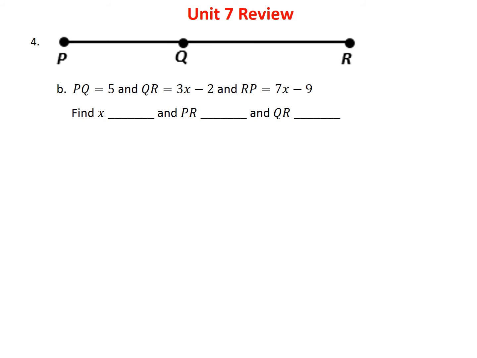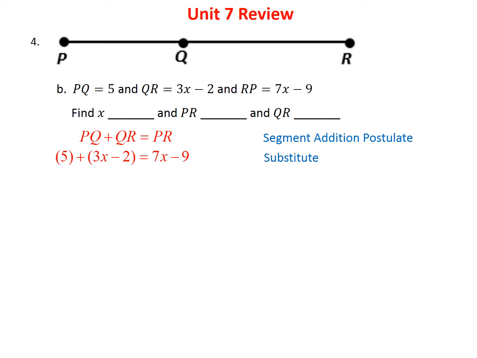Problem 4b is a variation of problem 4a. And you'll see that as we put it together, instead of giving us algebraic expressions for the two short ones and the total length of the segment, they're giving us the total length of one of the shorter segments. But it works the same way. Notice that we're going to set up the segment addition postulate that says that the two short segments add up to the long segment. And then we're going to substitute in the values that we've been given. PQ is 5. QR is 3x minus 2, and RP, or PR, notice that you can write the segment either direction there, is 7x minus 9.